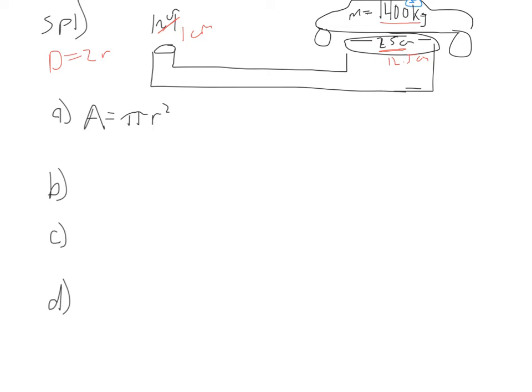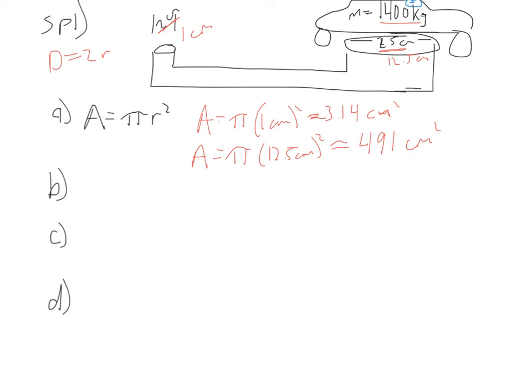So for the piston on the left, the area equals pi times 1 centimeter squared, and 1 squared is just 1, so the area is pi, or about 3.14 square centimeters. And the one on the right, we have area equals pi times 12.5 centimeters squared, which is about 491 square centimeters.